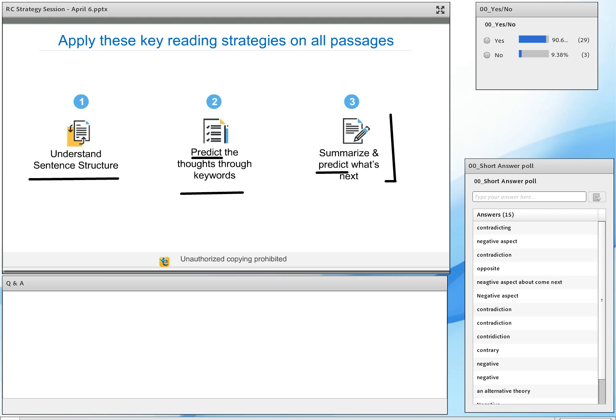Now the prediction here may not always match the actual thing that the author does. Because here you're not predicting based on a keyword, you're actually predicting based on the logical flow of the author, and there could be multiple logical flows from one particular point. But the whole idea of doing this is, it doesn't matter whether your prediction matches what the author says next.